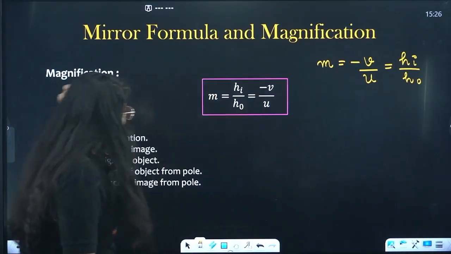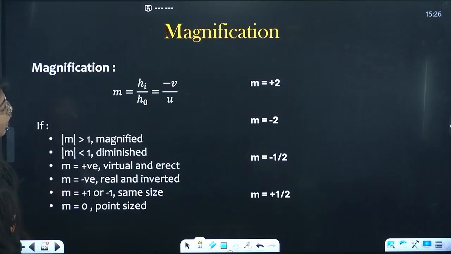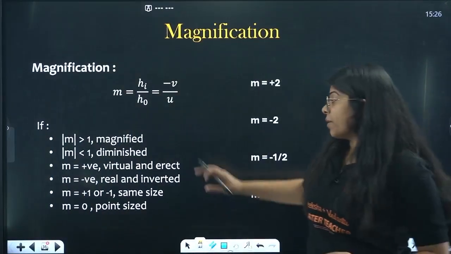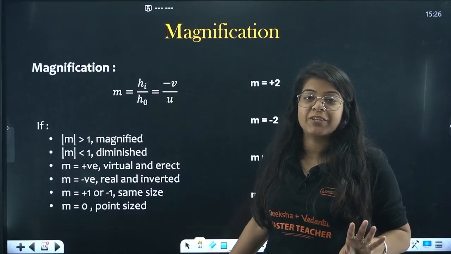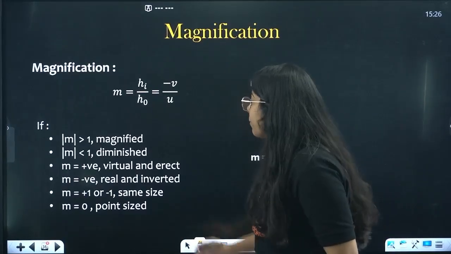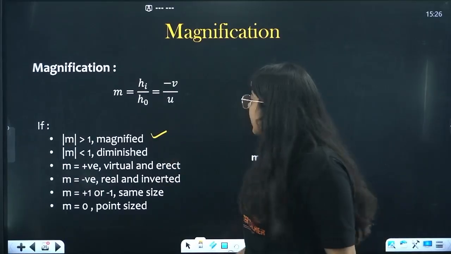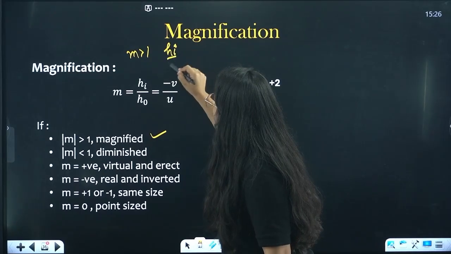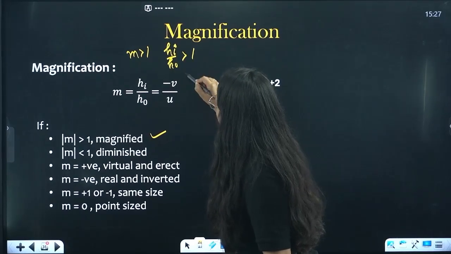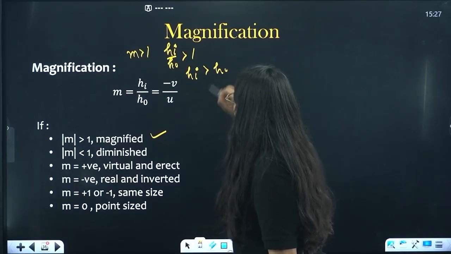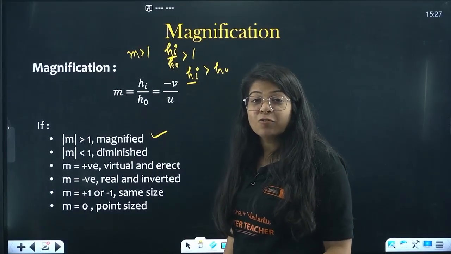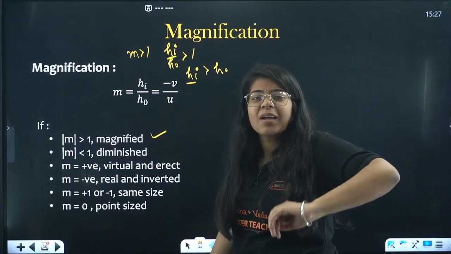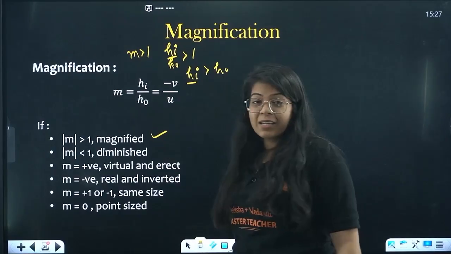Done? Now beta, for that we have one exercise for you. If you remember these things, you will be unbeatable in your light chapter, in your numericals. Just remember, if magnification is greater than 1, that means height of image divided by height of object is greater than 1. That means height of image is greater than height of object. The image is bigger in size than the object, so magnification is greater than 1.